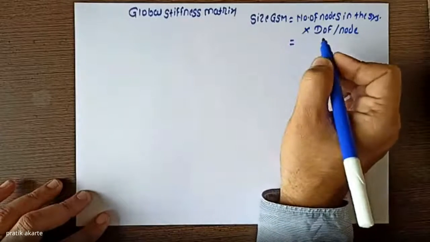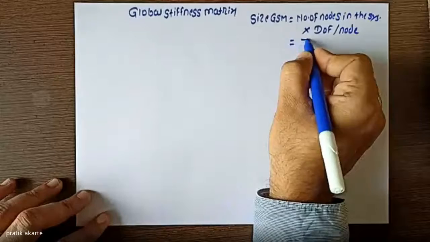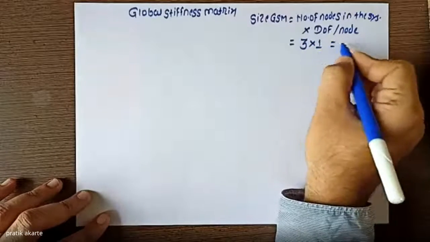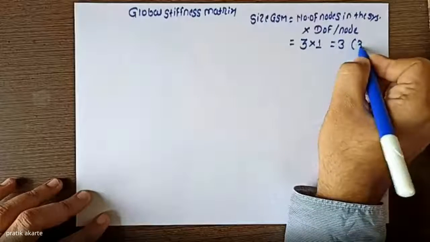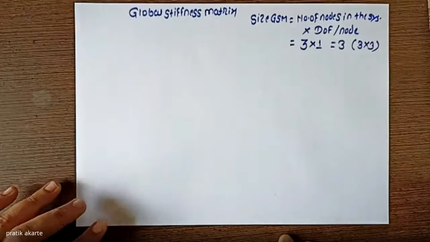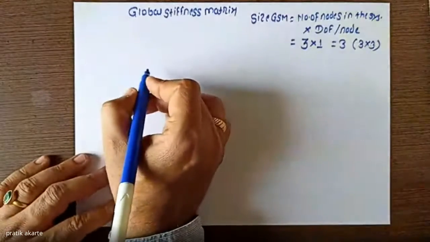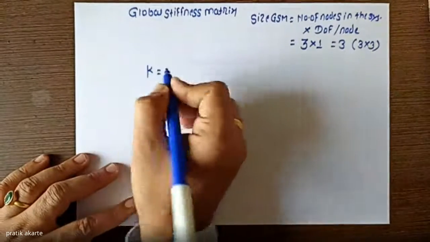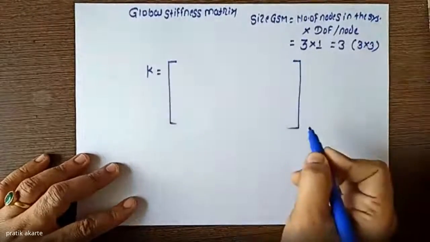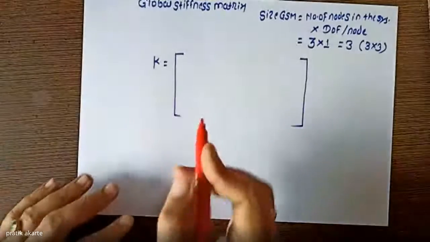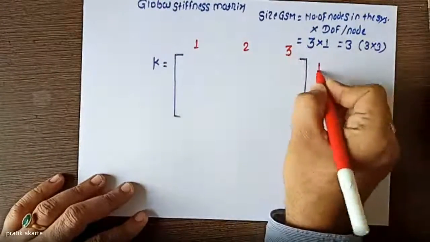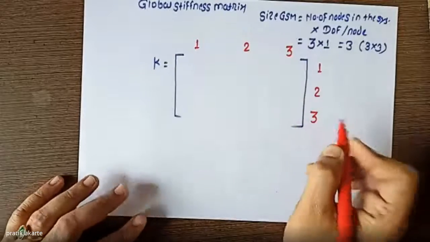Here, in the present system, we have 3 nodes and each node has 1 degree of freedom. That's why the size of the stiffness matrix will be 3 by 3. Okay, let us write the global stiffness matrix. It has size 3 by 3. So 1, 2, 3, 1, 2, 3.